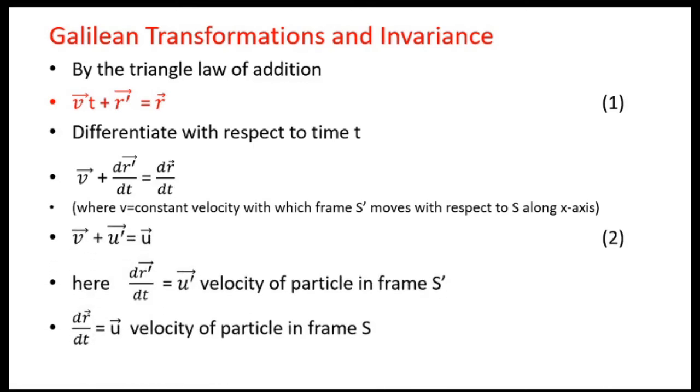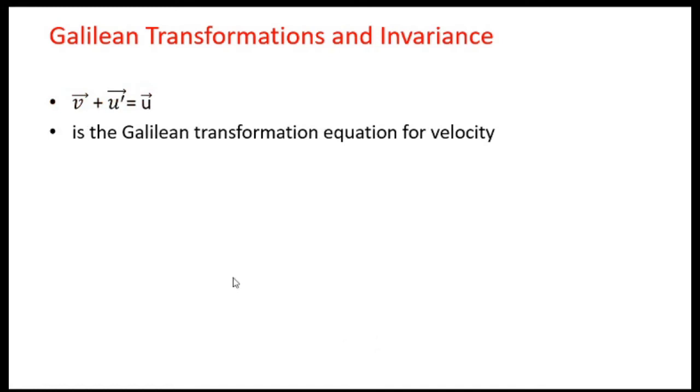And if we make the substitution, what do we substitute? dr'/dt is equal to u', and dr/dt is equal to u. We get the relation 2, that is v plus u' is equal to u, where u' is the velocity of the particle in frame S' and u is the velocity of the particle in the frame S. So this is a relation which gives the relation between the velocity in frame of reference S' and frame S.